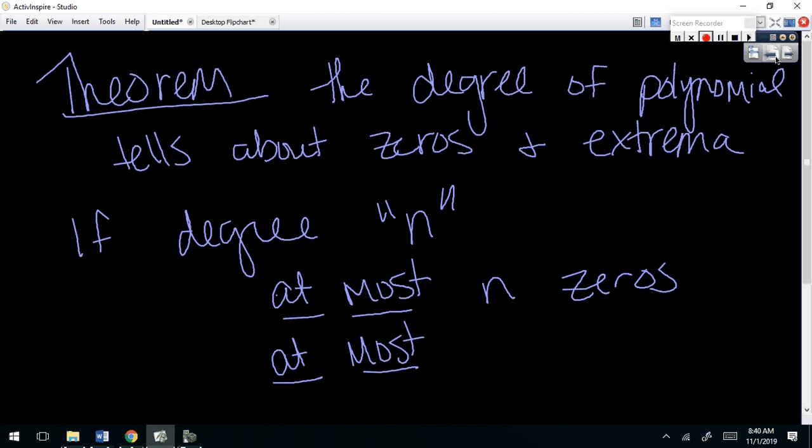now look back at that one and tell me what you think I'm going to say about the extrema. How many extrema did it have? 4. 4 extrema, but we said it was a degree probably of 5. So the most extrema it has is n minus 1. Okay, so that can tell us a lot about the graph without actually graphing it, just looking.